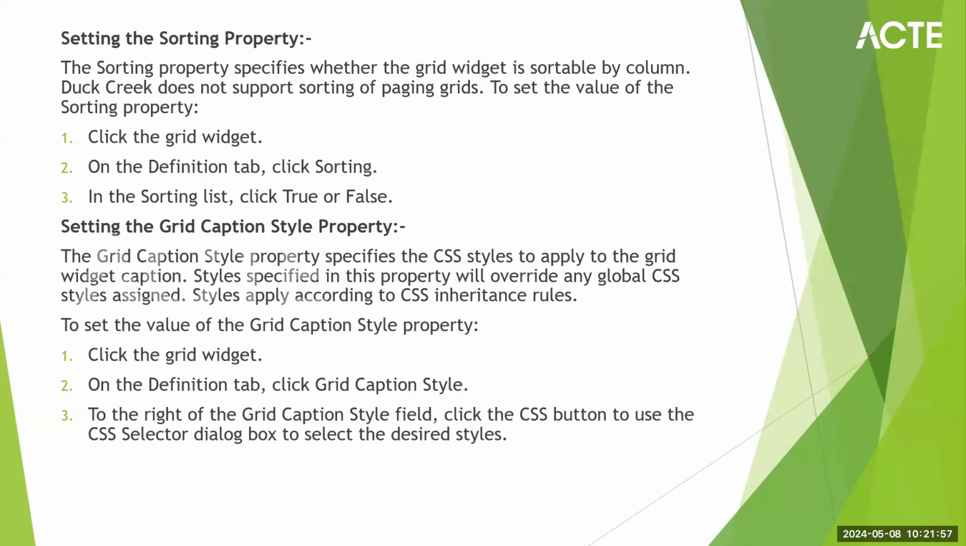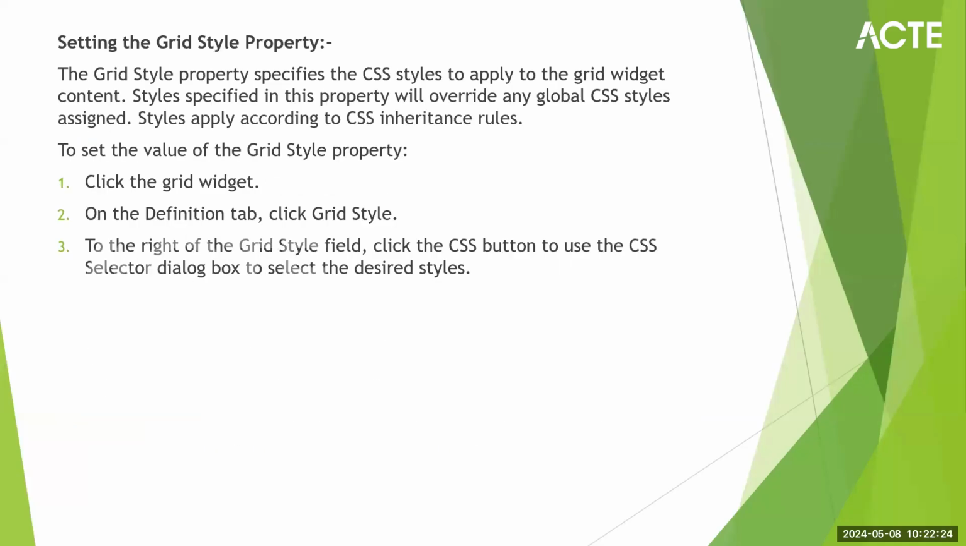Setting the grid caption style property. Nothing but what style you want, like italic, bold, or large. What properties do you want? How do you set it? Click on the grid widget on the definition tab, click grid caption style. To the right of the grid caption style, click the CSS button to use and click the respective CSS style in that button.